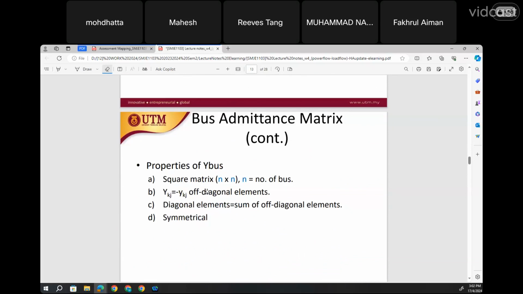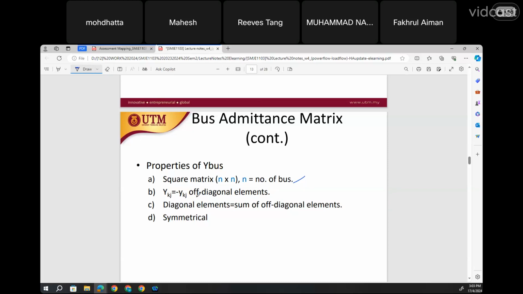If you observe the admittance matrix, you can see that there are specific properties for the Y bus admittance matrix itself. It should be a square matrix, where the size will be n times n. N will be the number of buses, as I mentioned earlier. Since we have 3 buses, our matrix should be 3 times 3.